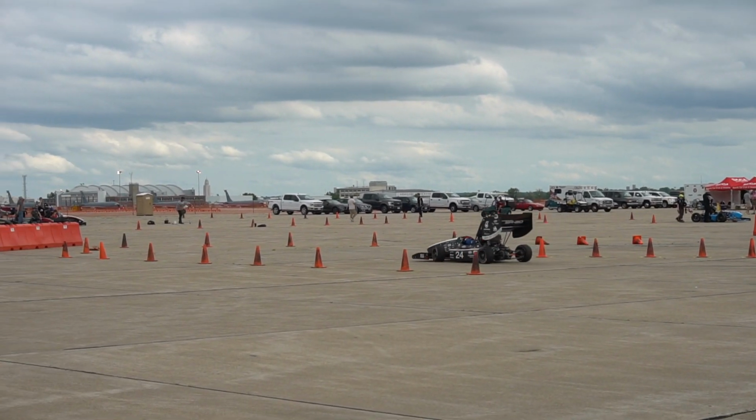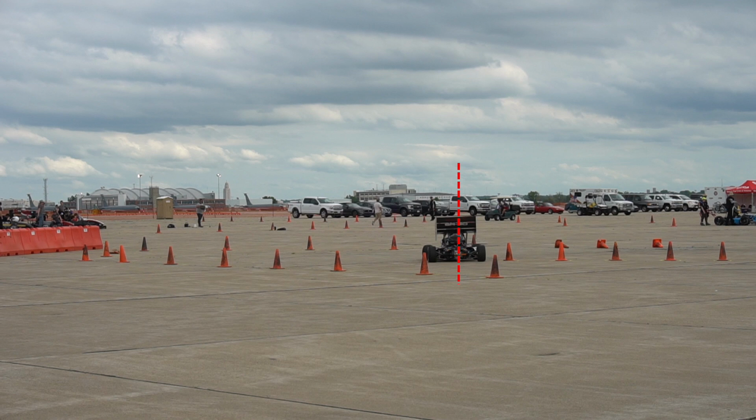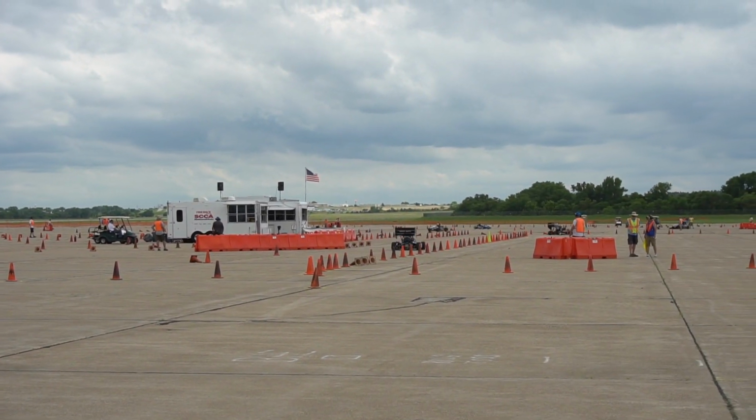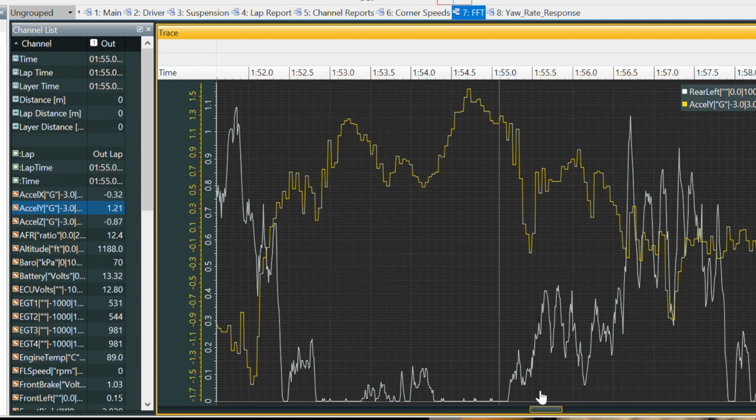Yaw is the rotation about the vertical axis of a vehicle and occurs during cornering. It is considered a really critical parameter in Formula SAE as it dictates the transient response, or how quickly the car wants to turn in and leave the corner.